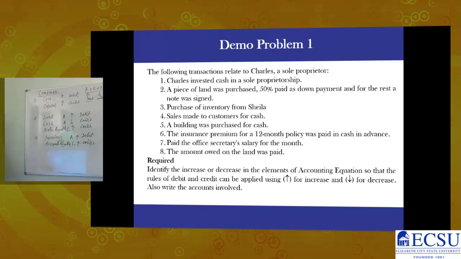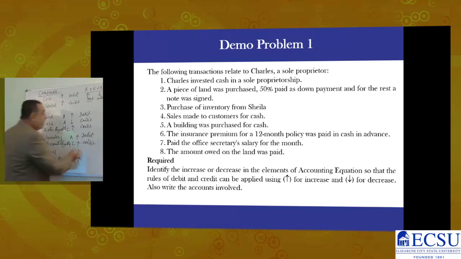Number 4, sales made to the customers for cash. So here it is specifically given that I sold, therefore this is cash and a sales revenue. So now what is happening is I have made a sales to the customers for cash. Cash is an asset, and revenue, of course, sales revenue is a revenue. Cash is increasing because I'm receiving it, and sales revenue is also increasing it.